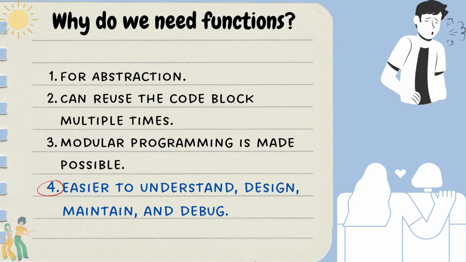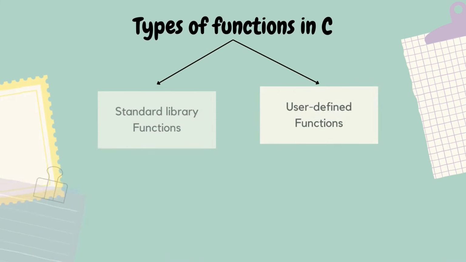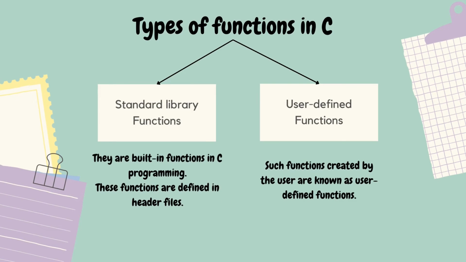Now let's get a bit into functions in C language. Types of functions in C. There are two types of functions in C: standard library functions and user defined functions. Standard library functions are built in functions which are defined in header files, and user defined functions are, as the name suggests, created by the user as per their need.